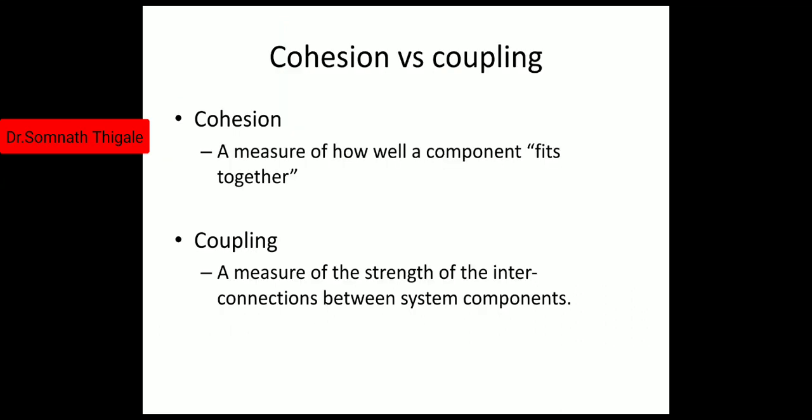Basically there would be a question in the final year exam, or maybe a question like "list and explain the different levels of cohesion." So you have to remember them in the same sequence. Cohesion is the measure of how well a component fits together. Coupling is the measure of the strength of interconnection between the system components, just talking about the dependency.